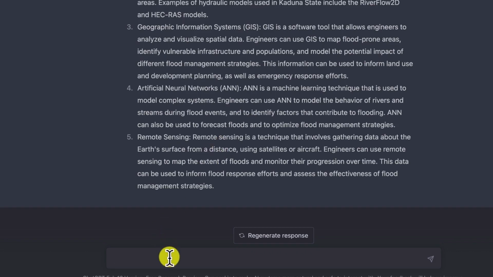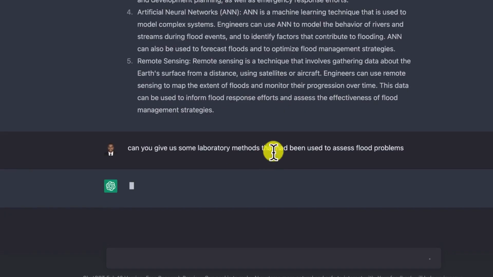You can see also, we can also ask you to give us more details about some laboratory techniques that have been used to assess flooding so far. You can see in Kaduna, we can see so far. Can you give some laboratory methods that had been used to assess flood problems? So you can see, you can just ask it this very basic one and you can see the response.